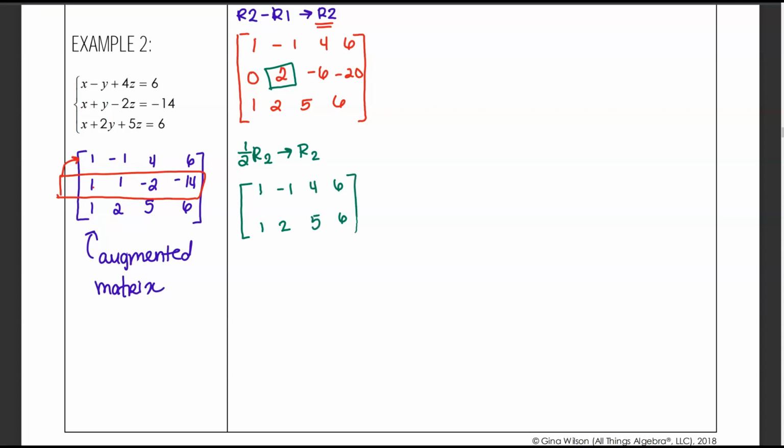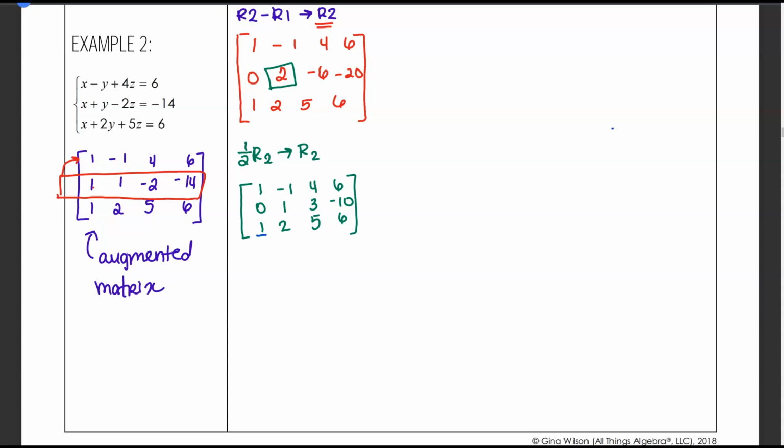And so then we have 0, 1, 3, and negative 10. But notice now I have 2 of those ones, so I really need to start thinking about row 3 and how to get rid of those, that 1 and that 2.